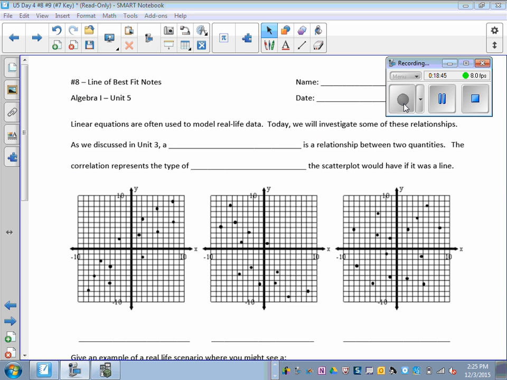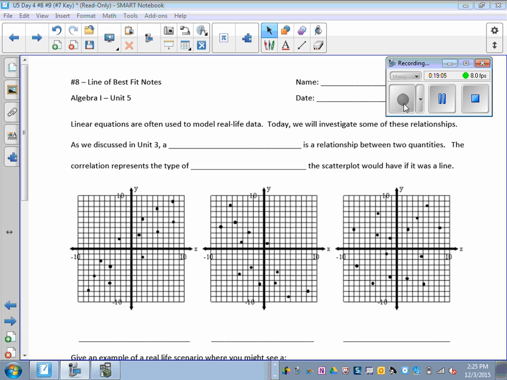Today what we're talking about is a line of best fit. Has anyone heard of that before, line of best fit? Know what we're talking about? A little bit. So remember back when we learned about scatter plots? A graph where we have a bunch of dots on it? Yep. We talked about the correlation, whether it was a positive correlation or negative correlation.